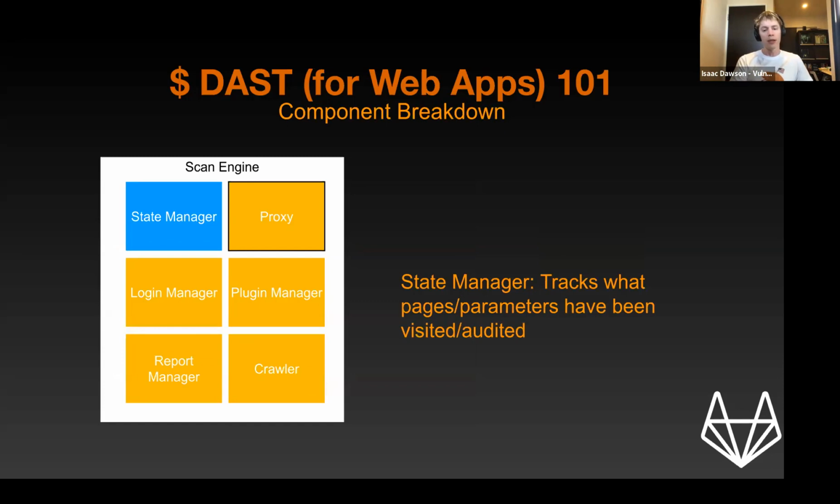The first one is the state manager, and this tracks what pages and parameters have been visited or audited. A lot of times different plugins will be going off and doing their own attacks, or the crawler's going off trying to find new web pages or new elements to click on. The state manager ties all that in so that the scanner doesn't get stuck. There are cases where, if you're scanning a calendar application, you could end up scanning every month and every year and every day for thousands of years. So state managers usually have some sort of deduplication logic built in, so they can say, okay, we've looked enough at a particular part of the website.